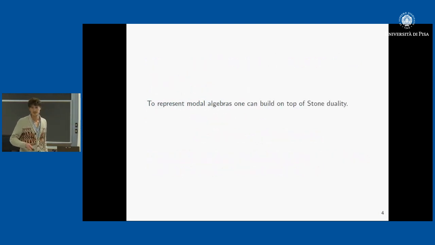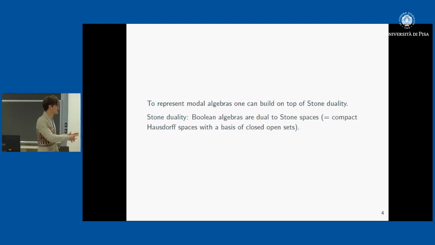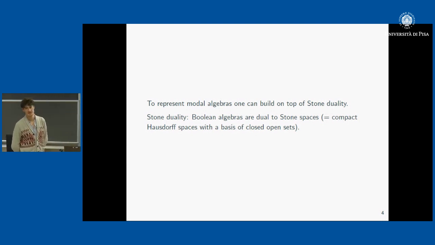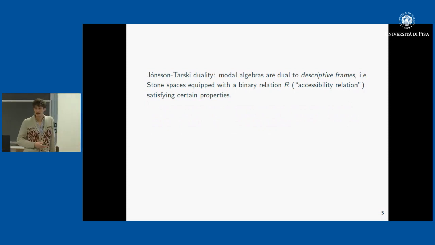To represent modal algebras, one can build on top of Stone duality. Stone duality for Boolean algebras states that Boolean algebras can be represented via Stone spaces, a dual categorical equivalence with compact Hausdorff spaces with a basis of clopen sets. Jónsson-Tarski duality uses this Stone duality to represent modal algebras, and they are dual to descriptive frames. These are Stone spaces with a binary relation, the accessibility relation, that satisfies certain properties.